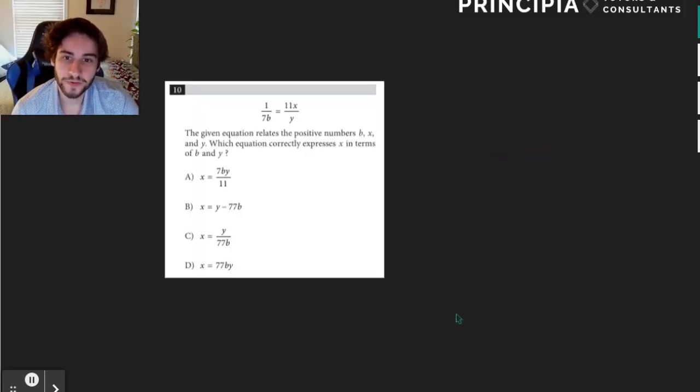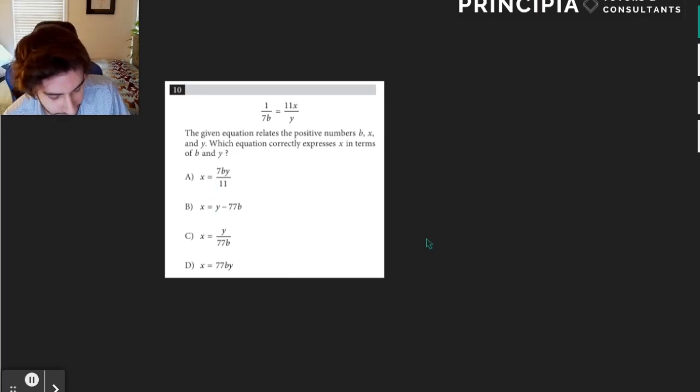Okay, let's look at a problem from an actual SAT that we can implement this technique on. The problem is 1 divided by 7b is equal to 11x divided by y. The given equation relates the positive numbers b, x, and y. Which equation correctly expresses x in terms of b and y? So we're trying to get x by itself. That's shown by the answer choices. They all just have x by itself.